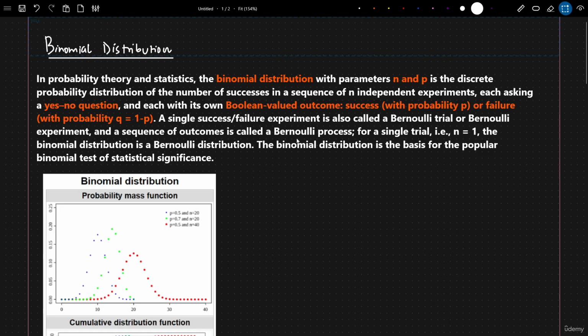And a sequence of outcomes is called a Bernoulli process. For a single trial, that is n is equal to 1, the binomial distribution is a Bernoulli distribution. So it's like binomial distribution is nothing but it is having multiple Bernoulli distributions, with respect to the outcome, zeros and ones.